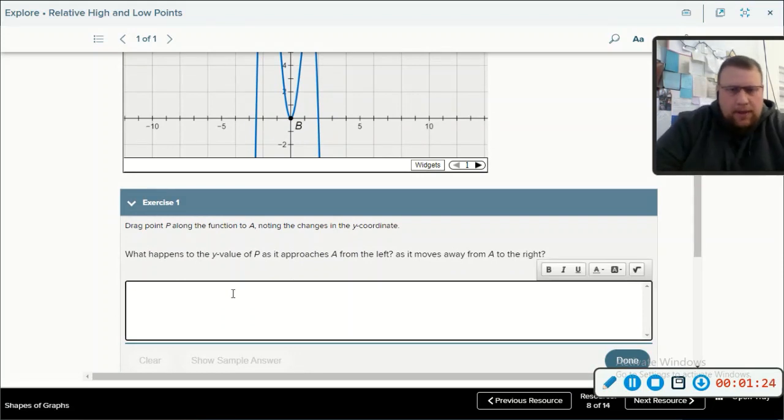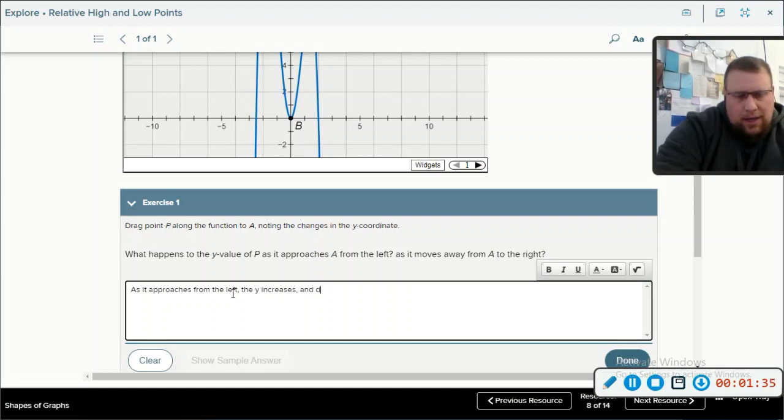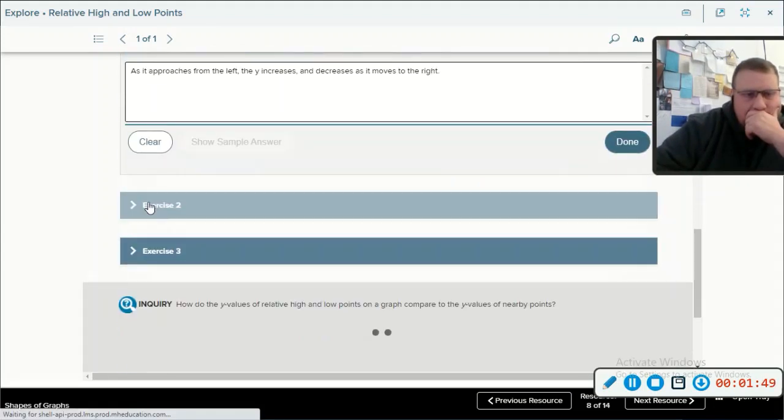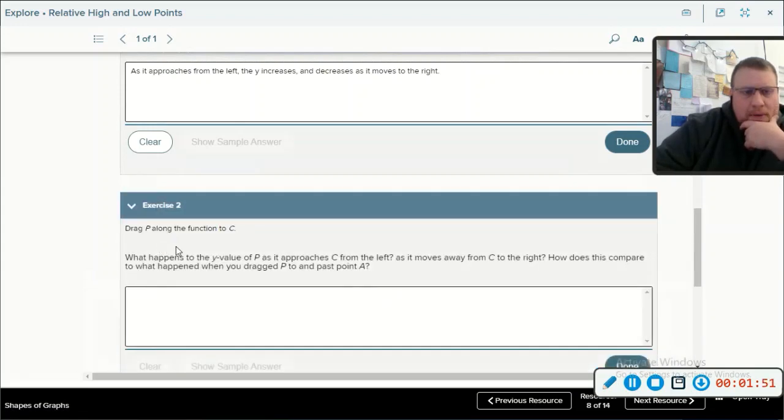So what happens as it approaches from the left? The y increases and decreases as it moves to the right. Boom. That's what's happening. Exercise 2, drag the point P along the function to C.